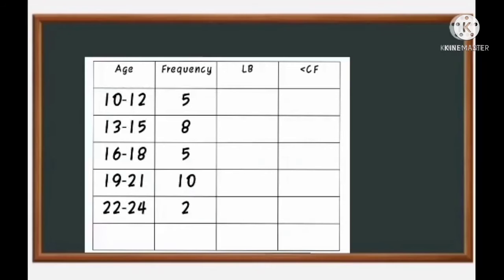Let's say we have this table. This is a group data table. This group is according to age: 10 to 12, 13 to 15, 16 to 18, 19 to 21, 22 to 24. So now we are going to find decile 4.